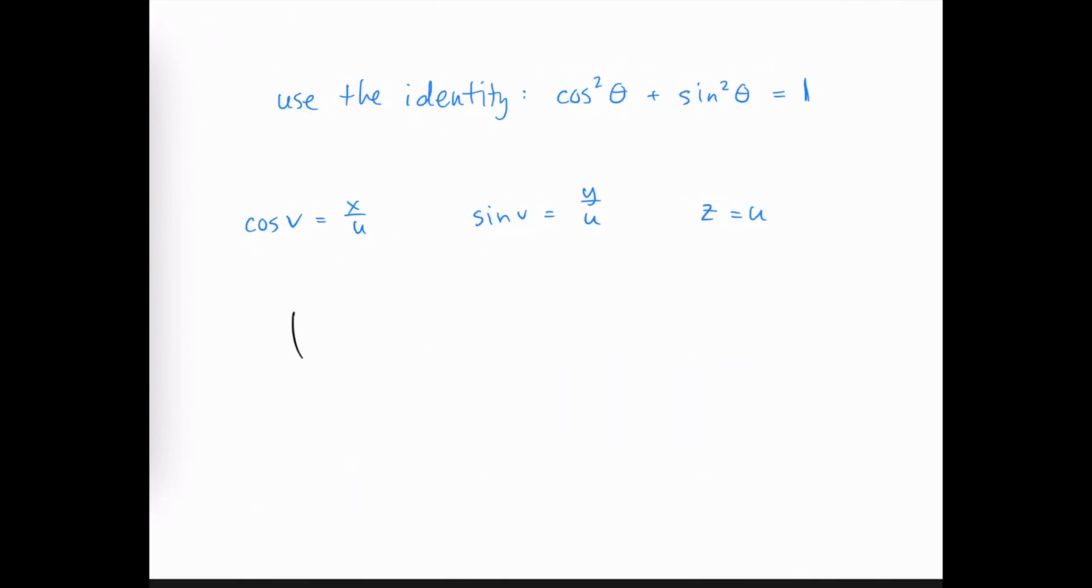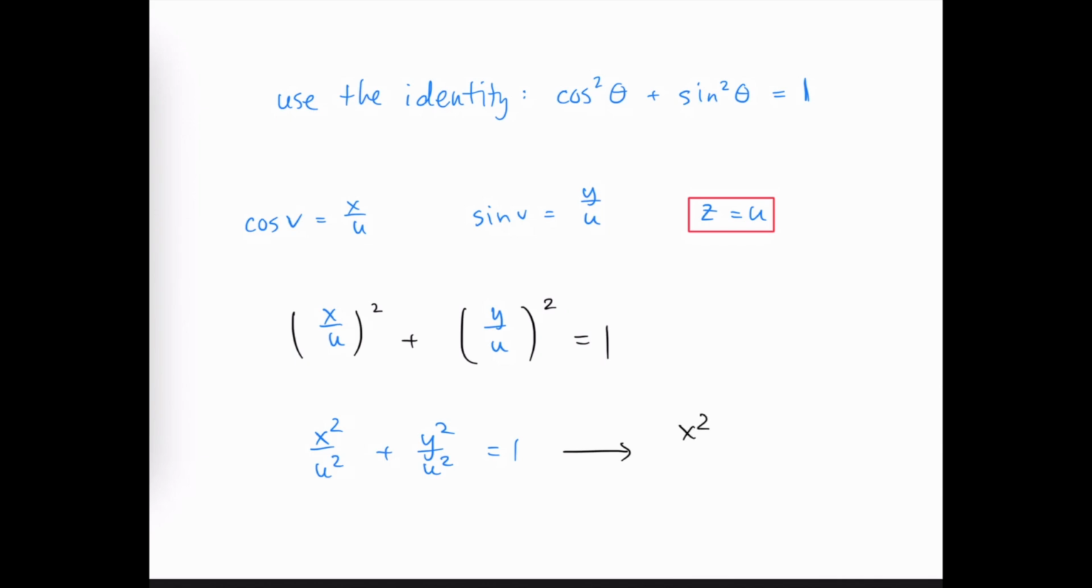Now from this identity, we can say cos squared plus sine squared is equal to 1, and we'll plug in x over u for cosine v and y over u for sine v. Now we have x squared over u squared plus y squared over u squared is equal to 1. And if we then substitute in z for u, this becomes x squared over z squared plus y squared over z squared equals 1, and now we're in rectangular form.